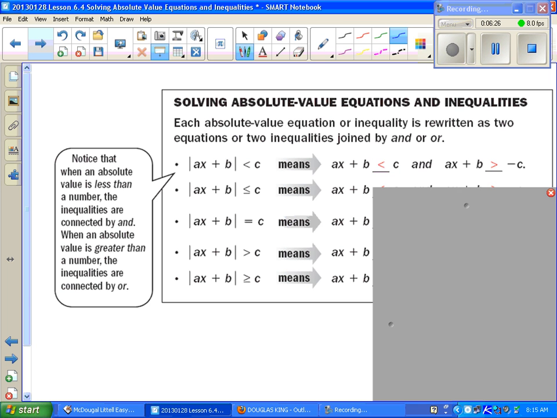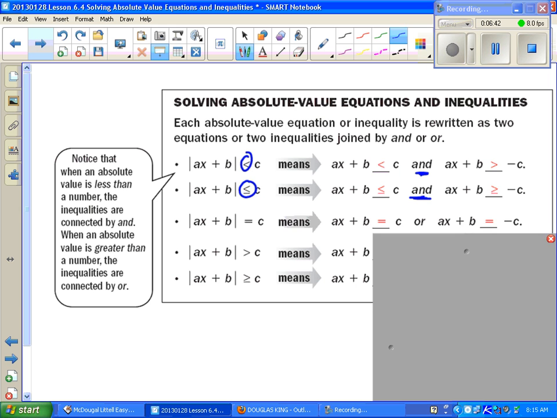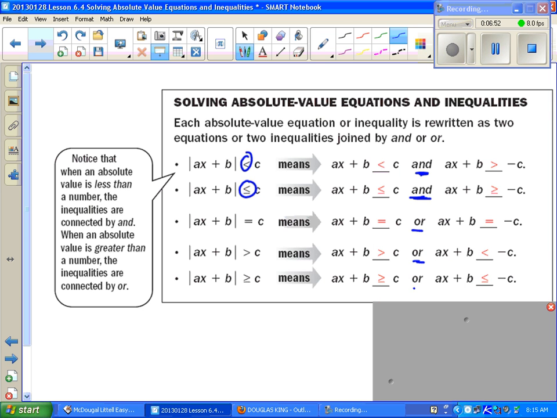Like the first one says, the absolute value of ax plus b is less than. You have is less than and you have is less than or equal to. Both of those are going to be an "and" inequality. They'll be "and" anytime you see less than or equal to. The rest of them are going to be "or" inequalities. The absolute value of ax plus b is equal to c. Notice that's an "or" inequality. Same thing with greater than is an "or," and greater than or equal to, that one's also an "or."